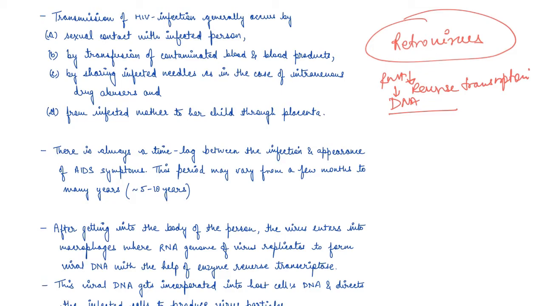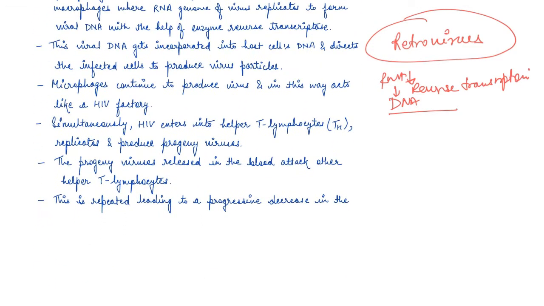right? So after getting into the body of that person, the virus enters into the macrophages, and in these macrophages, the RNA genome of the virus replicates to form viral DNA, and this happens with the help of reverse transcriptase, right? Now that gets incorporated into host cells, and that produces more virus particles which start infecting more and more macrophages, right? So basically the macrophages are considered as the HIV factory, right?